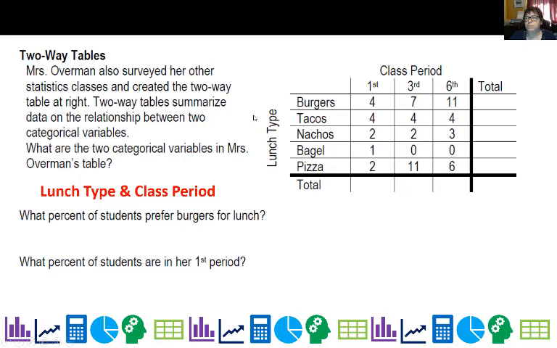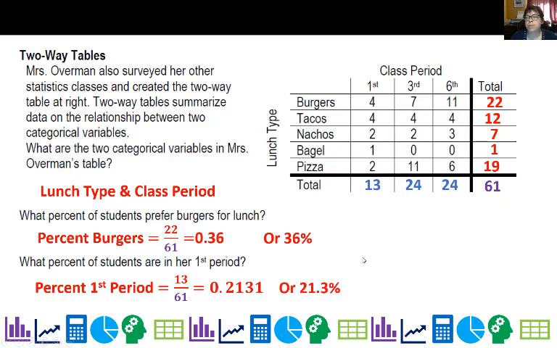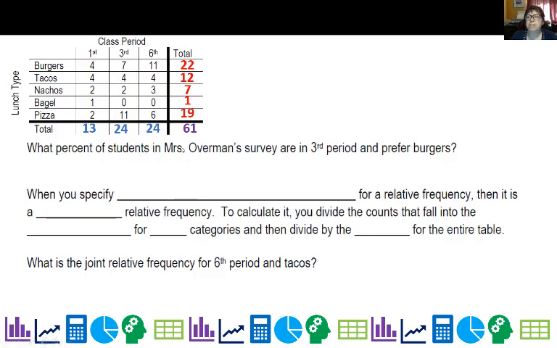So what percent of students prefer burgers for lunch? Well, it would help to answer this question if I knew the totals, so I'm going to add those up. And then I'm going to also do the bottom totals for each period. And so the percent of students that prefer burgers are 22 out of 61, which would be 0.36 or 36%. What percent of students are in my first period? Well, that would be the 13 students out of the 61 total, 21.3% roughly.